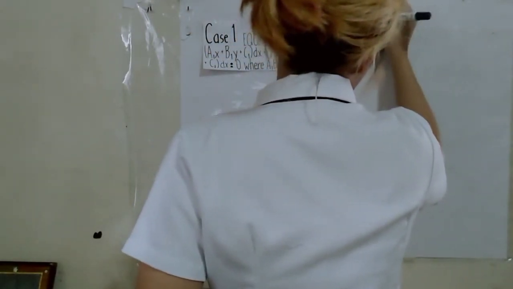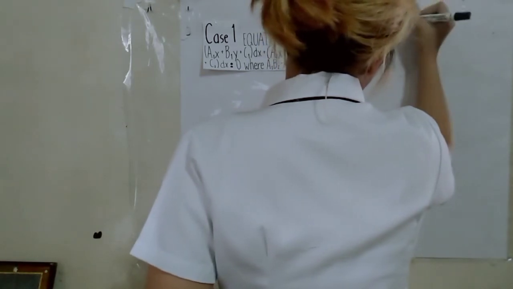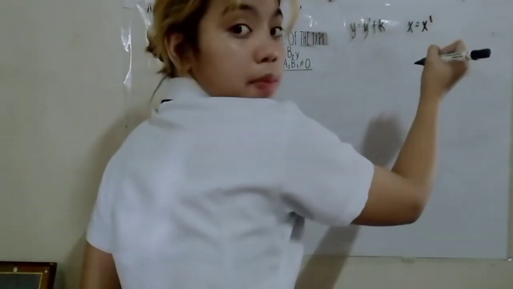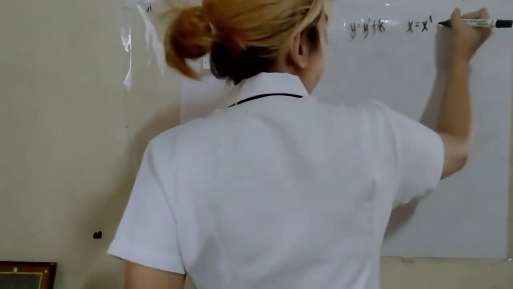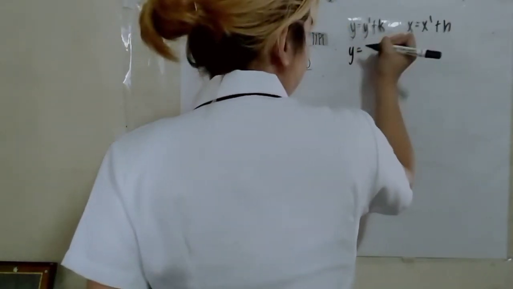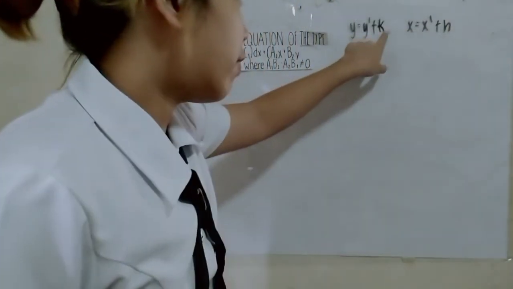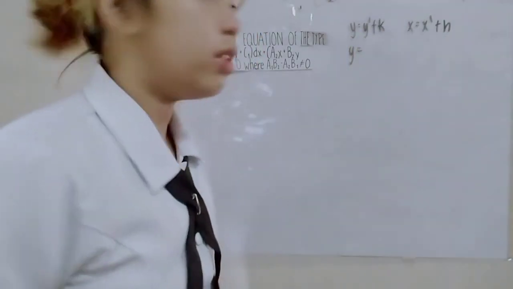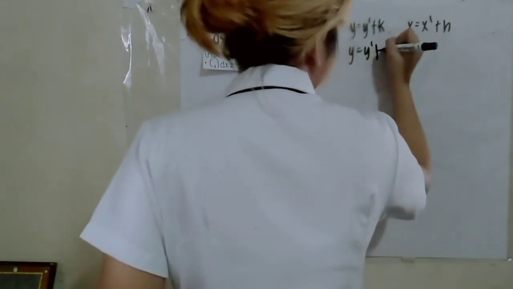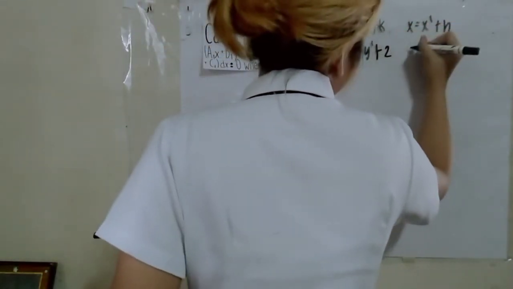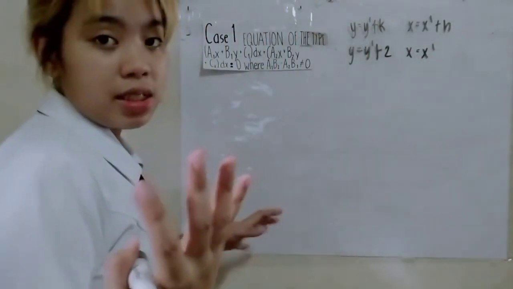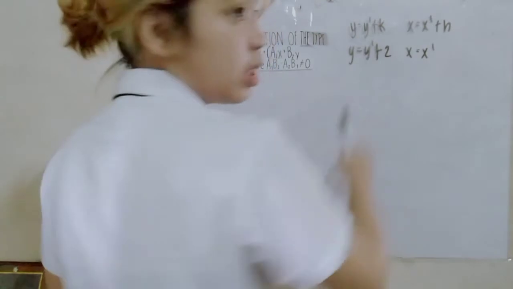y is equal to y prime plus k, and x is equal to x prime plus h. So we substitute the values we got for k and h. y is equal to y prime plus the value of k, which is 2, and x equals x prime, since h has no value, it's 0, so it's just x prime.